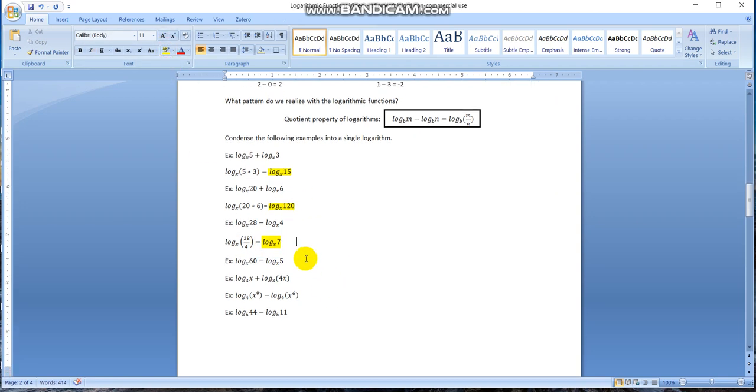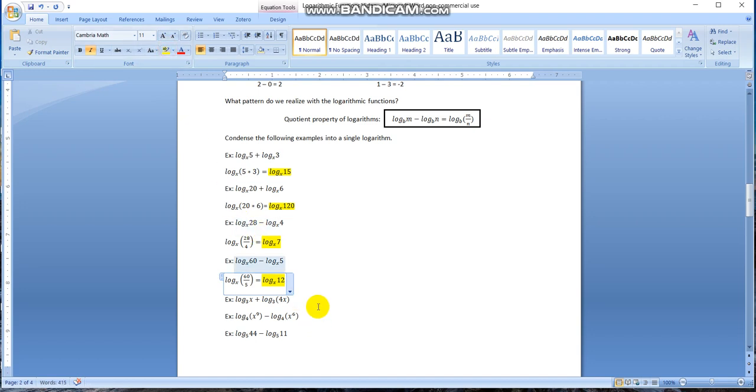All right. Next one. So log base x of 60 minus log base x of 5. Okay. Same idea. Our base is x here. We're taking a top number, so 60, and we are dividing it by 5. So 60 divided by 5 is going to be 12. So this is the same thing as log base x of 12.